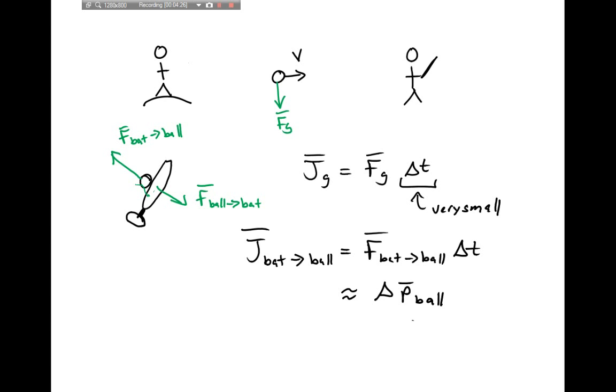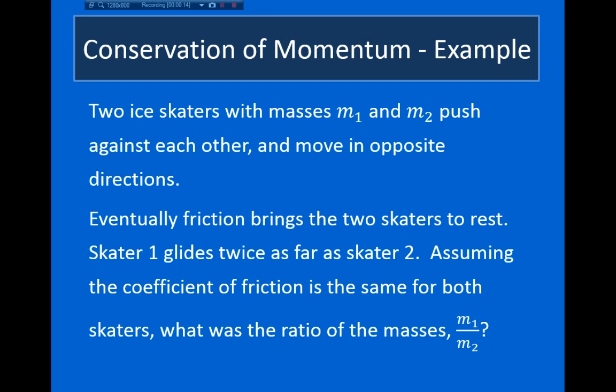So let's go ahead and look at a couple of examples. This first example says, two ice skaters with masses of m1 and m2 push against each other and move in opposite directions. Eventually, friction brings the two skaters to rest. Skater 1 glides twice as far as skater 2. Assuming the coefficient of friction is the same for both skaters, what is the ratio of their masses?